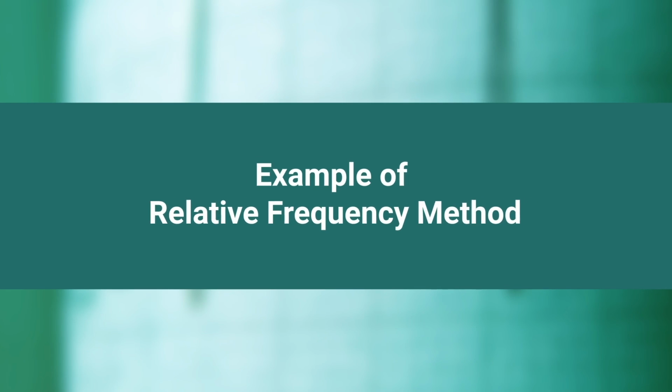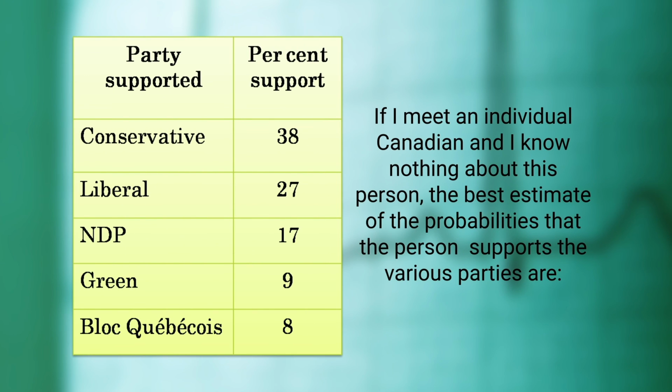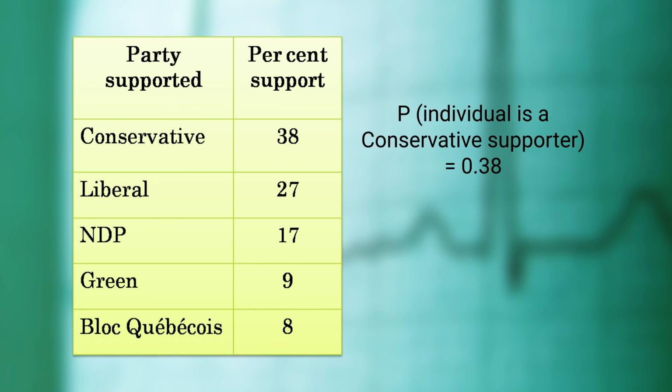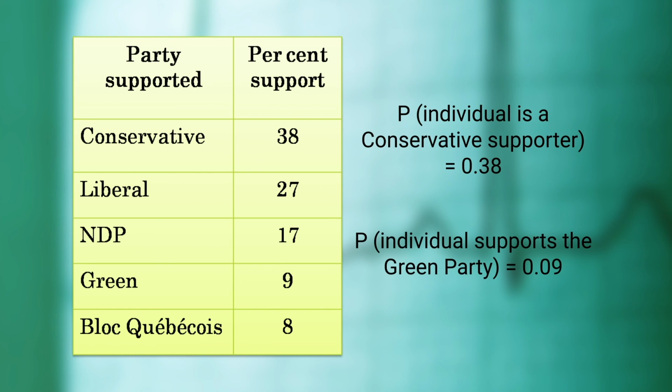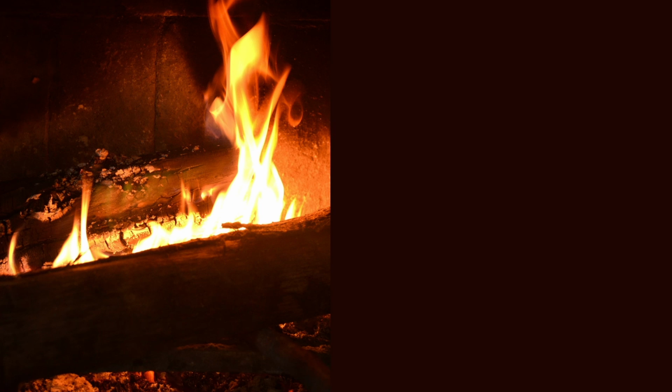An example of the relative frequency method: party supported is Liberal, Conservative, NDP, Green, and the percent of support is 38, 27, 17, 9 and 8 respectively. If one meets an individual and knows nothing about this person, the best estimate of the probability that the person supports the various parties is: the probability the individual is a conservative supporter is 0.38. If the individual supports the green party, it's 0.009. In this way, we estimate relative frequencies to approximate probabilities.